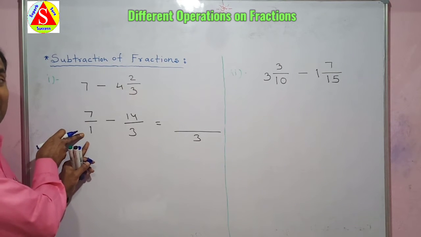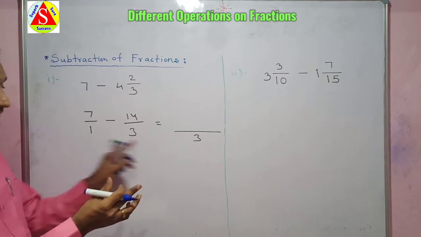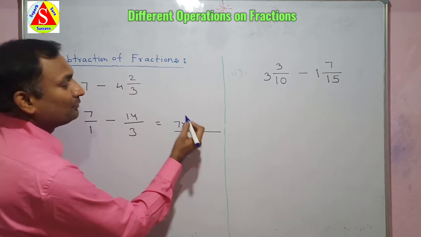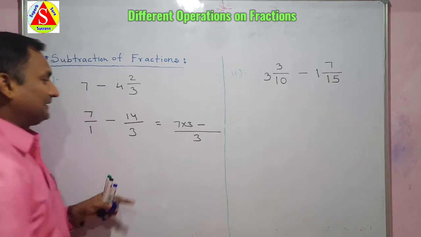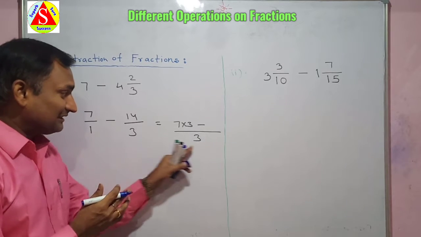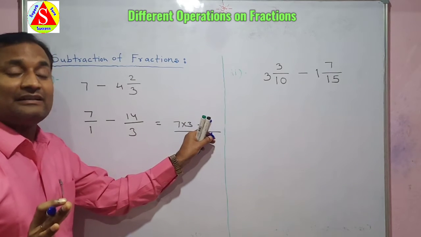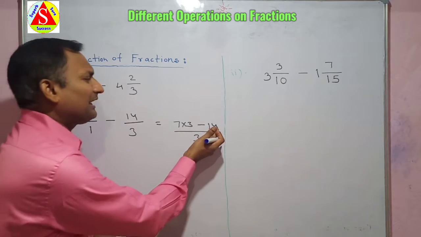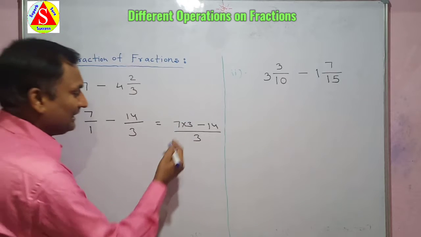Okay, so after this, just see the first term. Here we have 1 in the denominator and 3 as the LCM. So when we divide 3 by 1, we have 3. It means in the numerator we have to multiply by 3, that is 7 into 3. Minus, since here we have the same term as the LCM, that is 3, no need to multiply the numerator. So here we will write 14, or we can also write 14 into 1, but no need to write it.